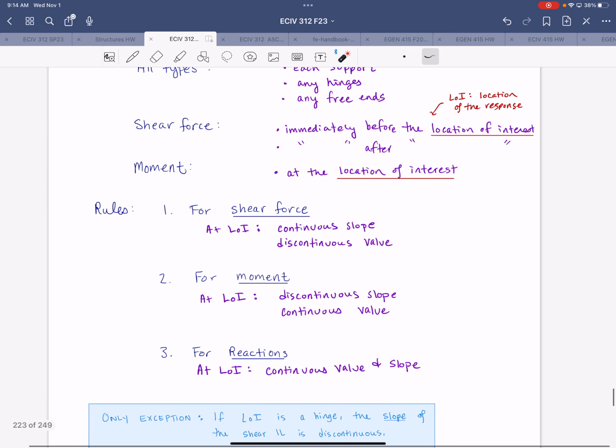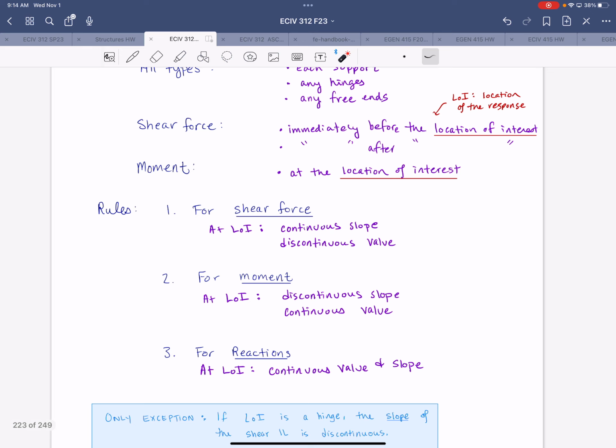Okay, any questions so far? Will the value at a hinge also be discontinuous? In this, yeah, for shear, yep, it will.